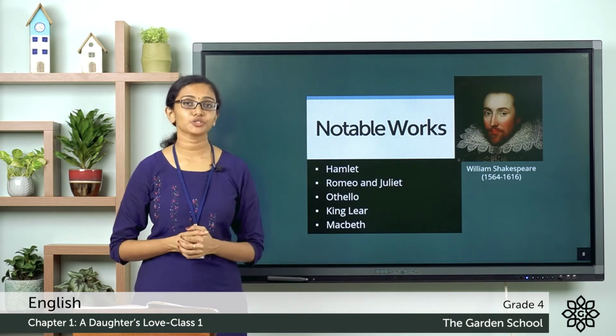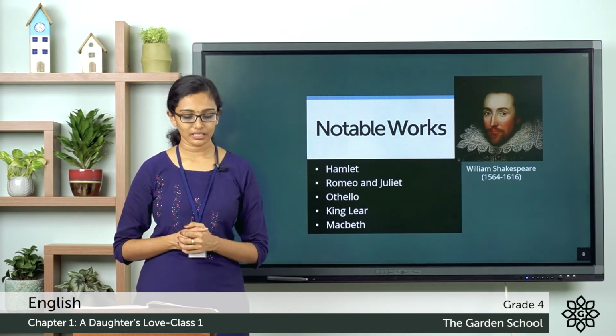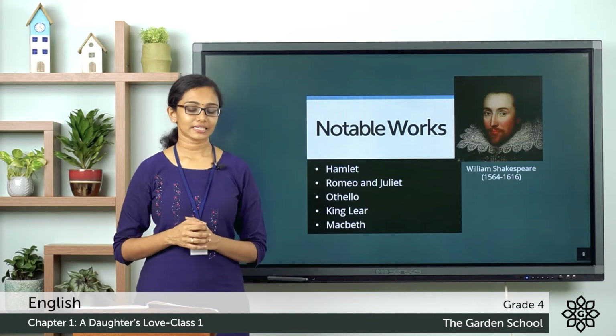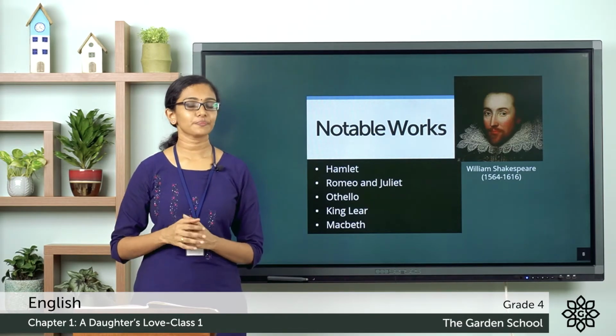Now if you please turn to page number 2 in your textbook, there is a small warm-up exercise given there. You can see a picture there.